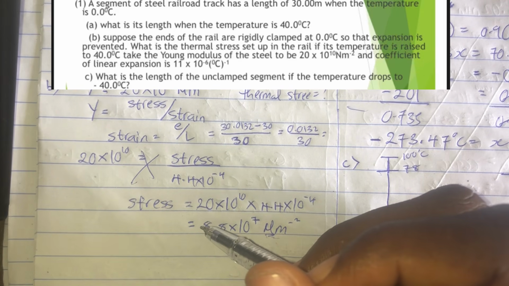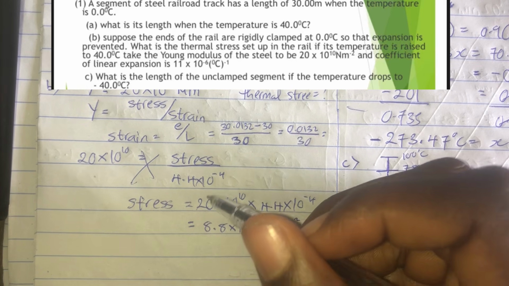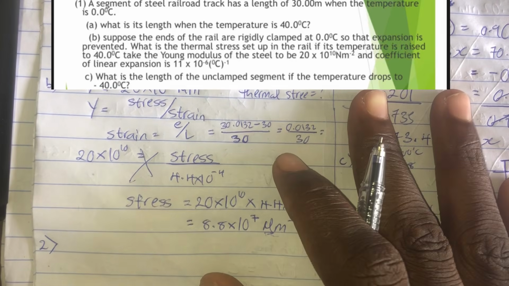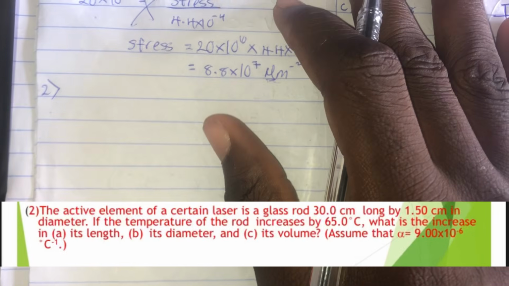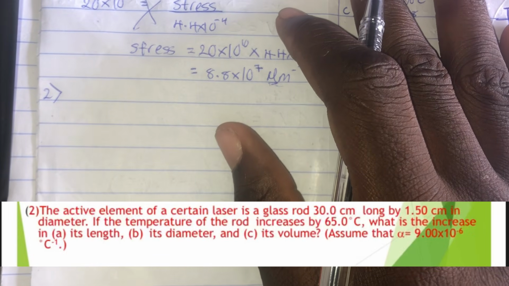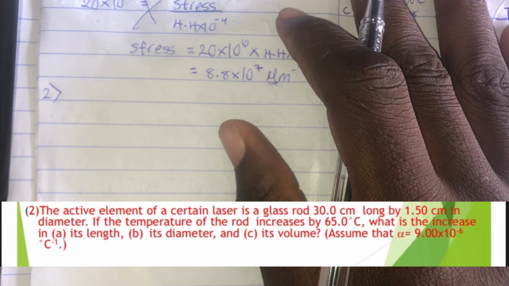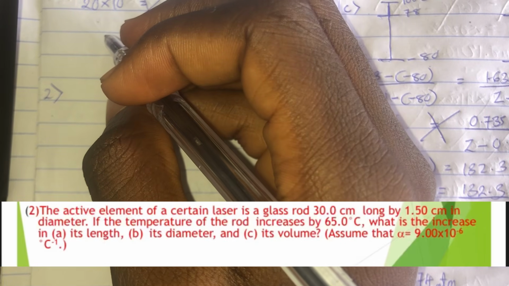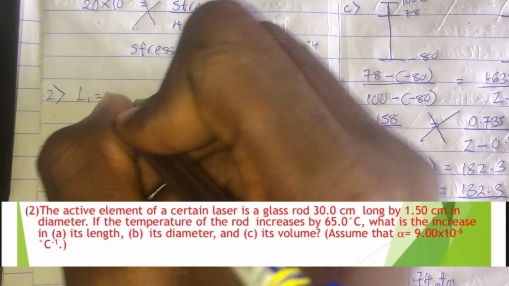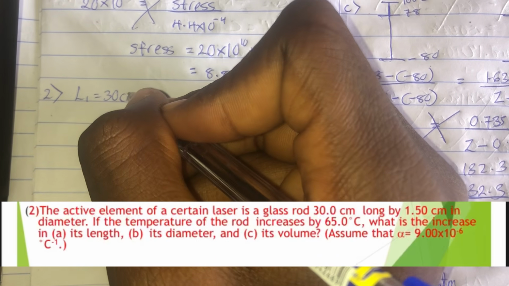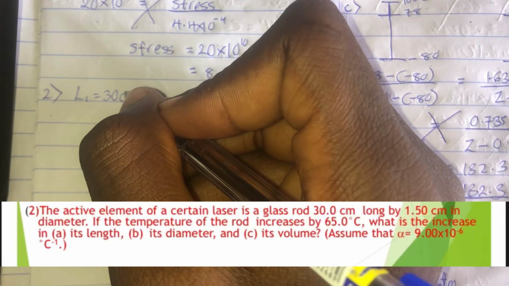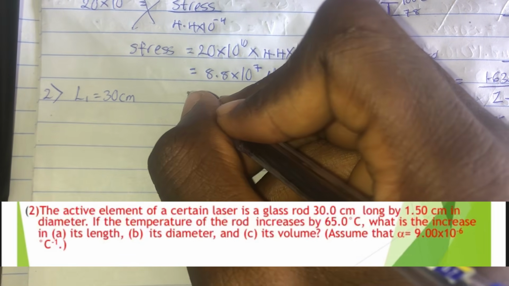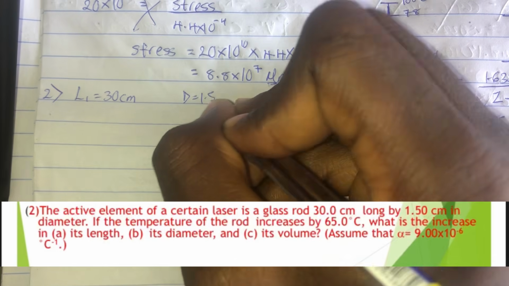So let's go to the next question on this same page. That's question 2. Question 2 says the active element of a certain laser is a glass rod which is 30 centimeter long by 1.5 centimeter in diameter. So the diameter is 1.5 centimeter.